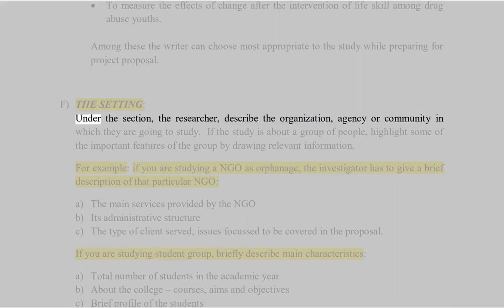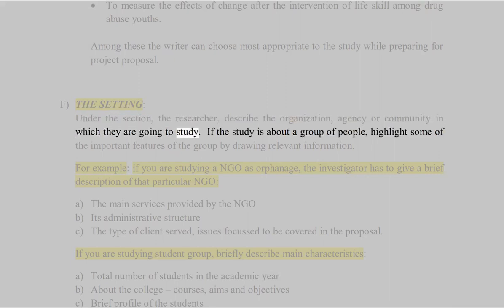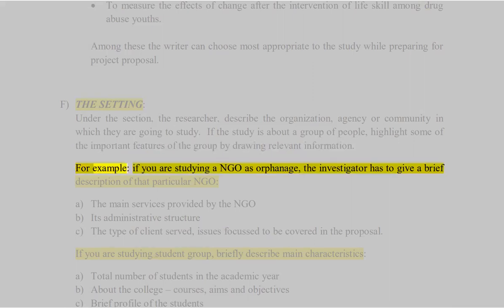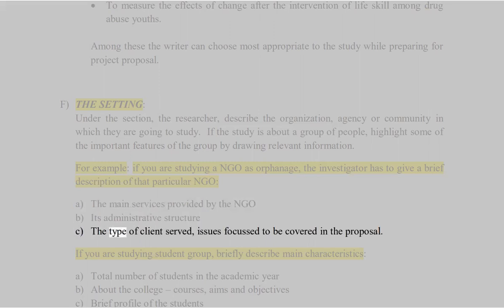F. The setting. Under this section, the researcher describes the organization, agency or community in which they are going to study. If the study is about a group of people, highlight some of the important features of the group by drawing relevant information. For example, if you are studying an NGO such as an orphanage, the investigator has to give a brief description of that particular NGO. A. The main services provided by the NGO. B. Its administrative structure. C. The type of client served, issues focused to be covered in the proposal.